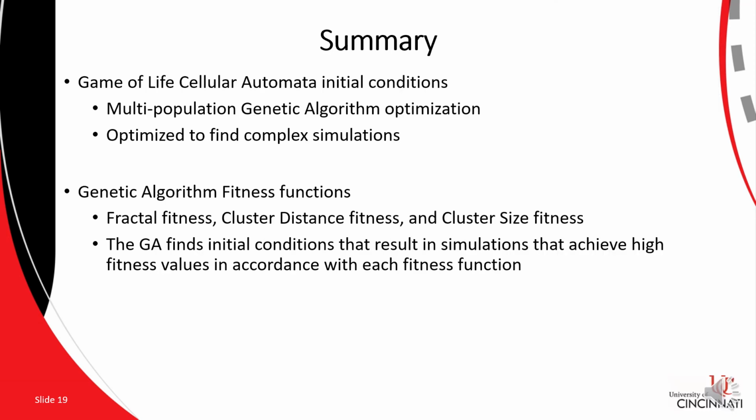So, just a brief summary of our project. We used a multi-population genetic algorithm to optimize game-of-life cellular automata initial conditions to find complex solutions. The genetic algorithm fitness functions used were fractal, cluster distance, and cluster size fitness. We found that the GA finds initial conditions that result in simulations that achieve high fitness values in accordance with each fitness function.